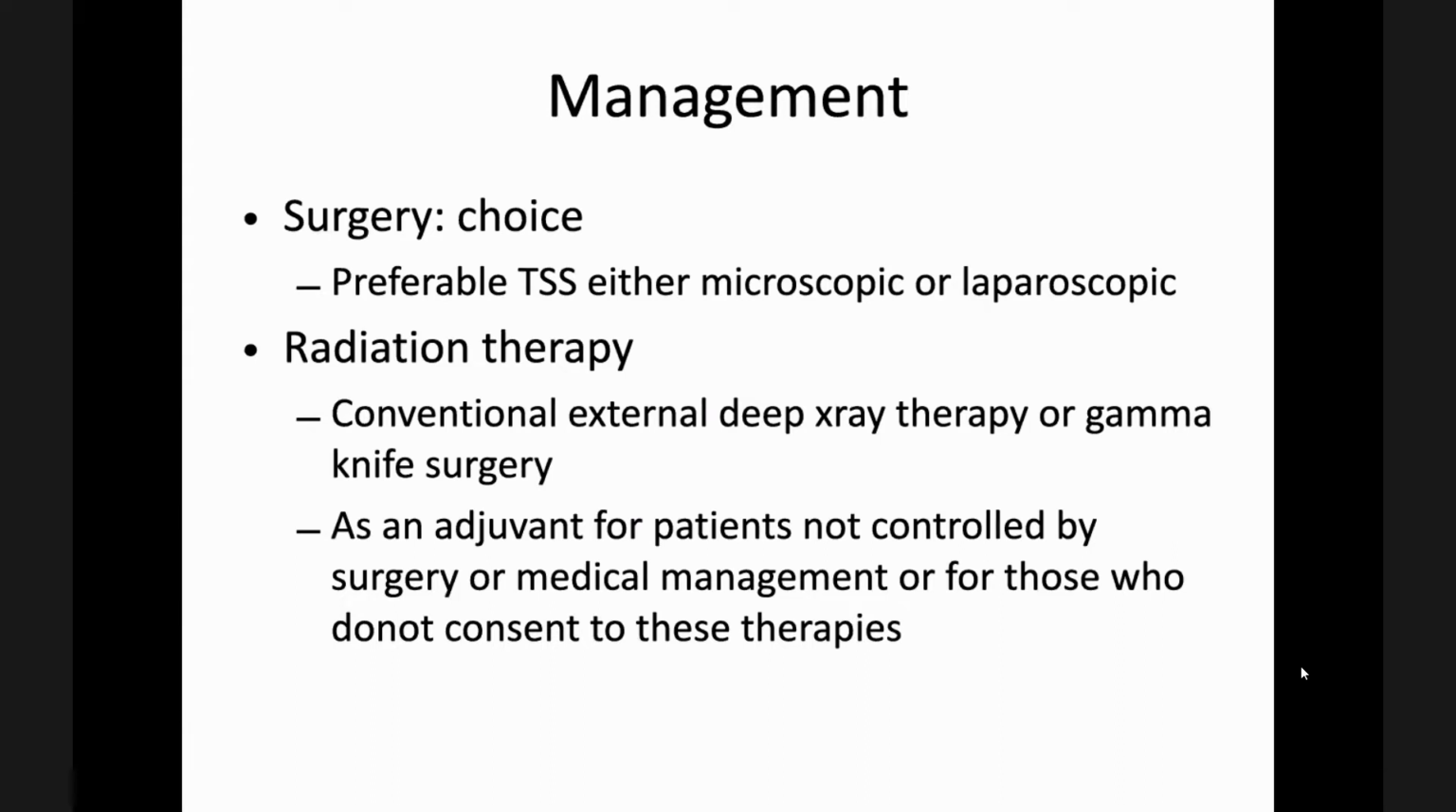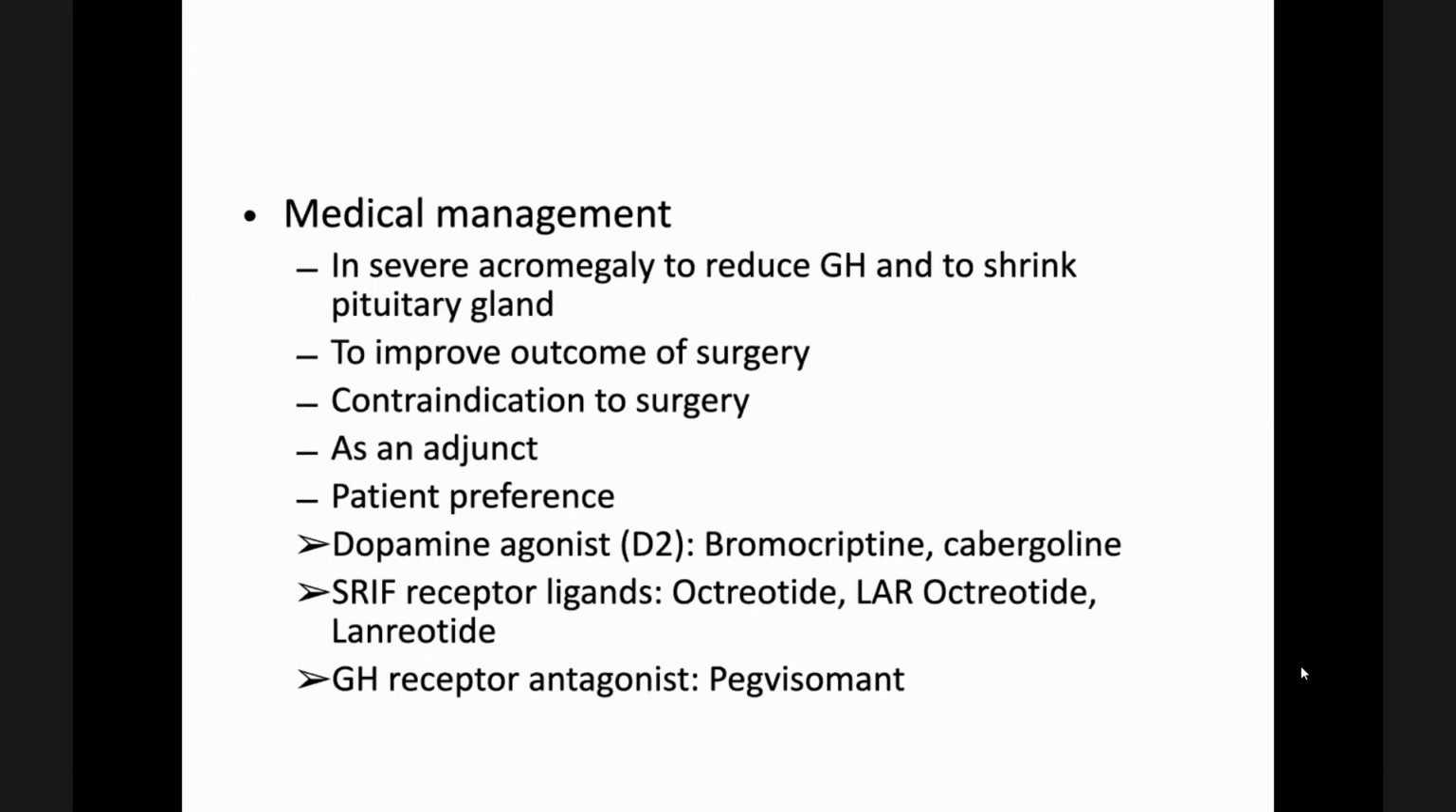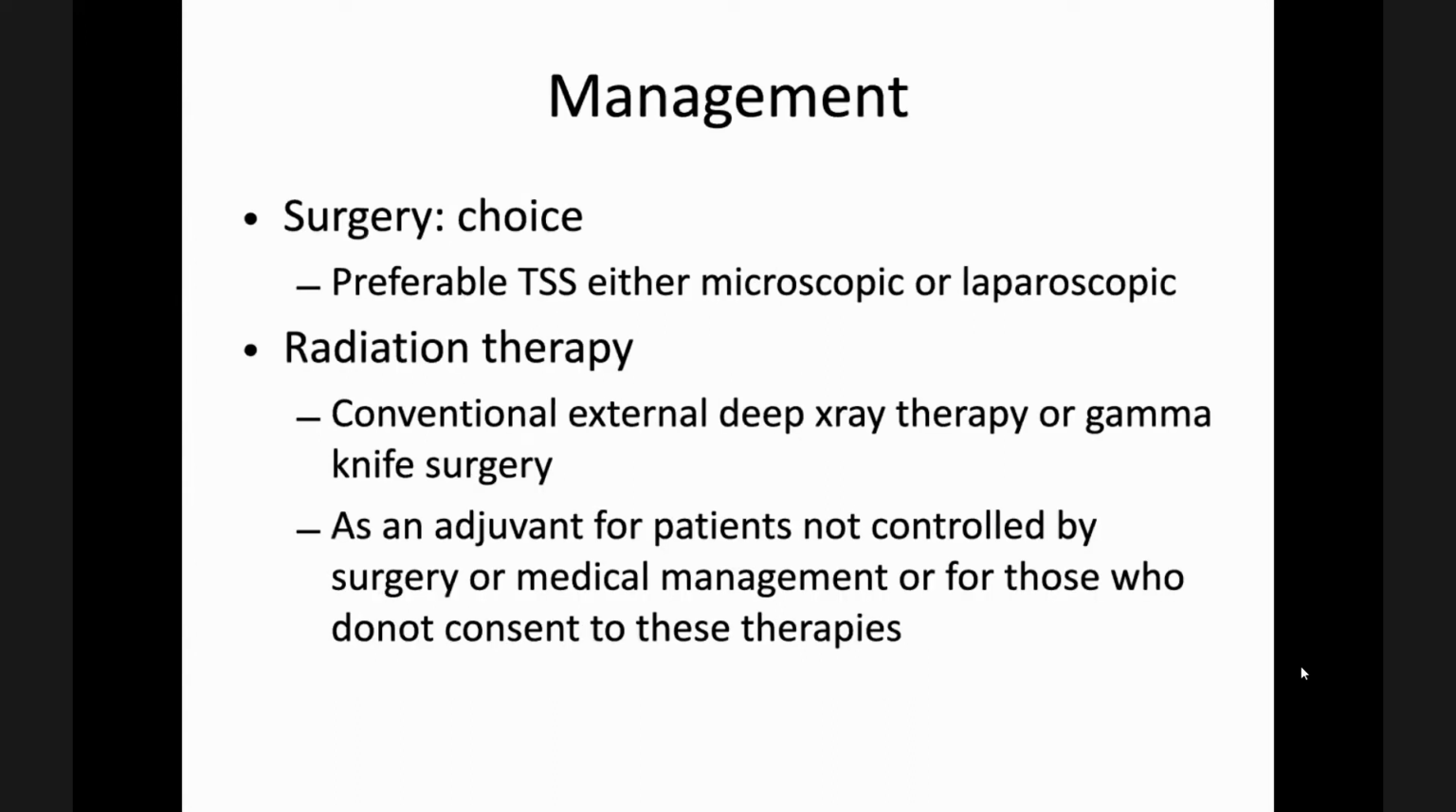So management is basically surgery. If surgery is not feasible, or surgery alone is not enough, we go for adding radiation therapies and medical therapies. Medical treatments include dopamine agonists, somatostatin receptor inhibiting factors such as octreotide and lanreotide, dopamine agonists like bromocriptine and cabergoline, and growth hormone receptor antagonists like pegvisomant. So these are the medical management options.